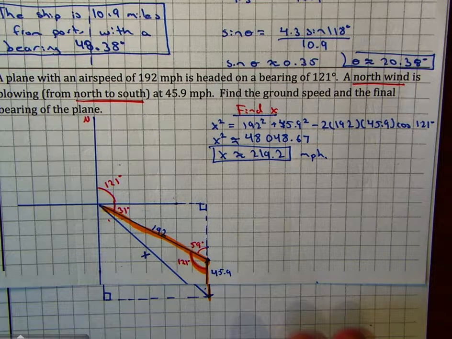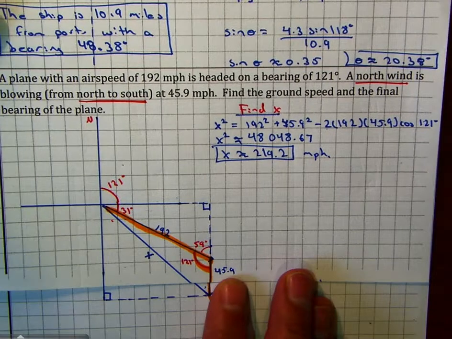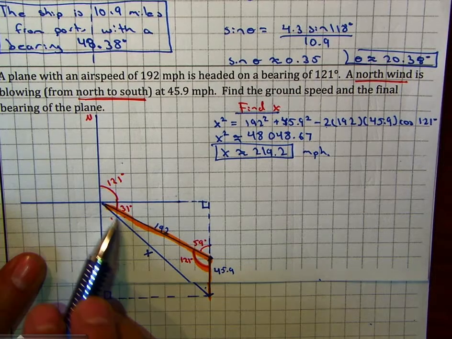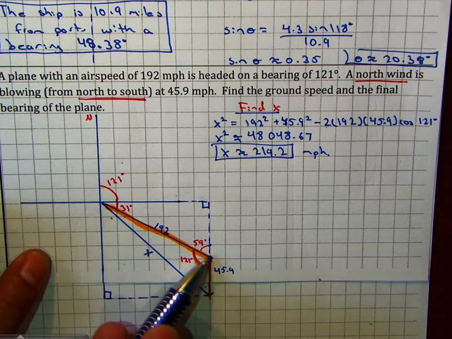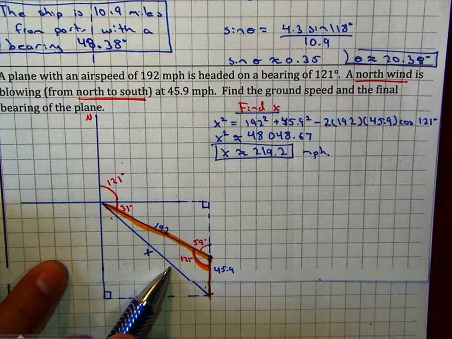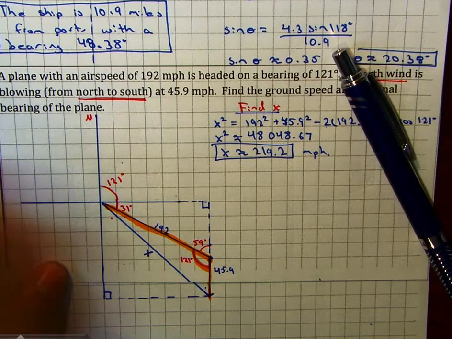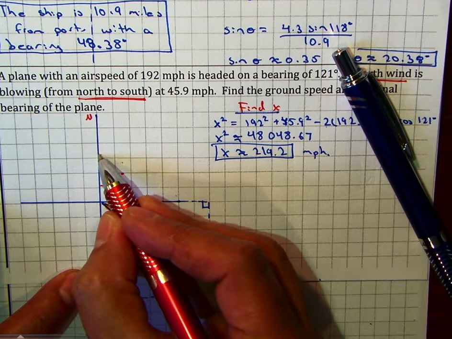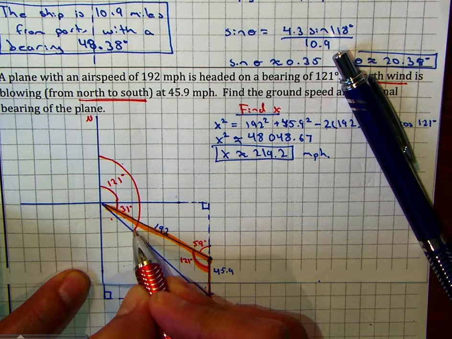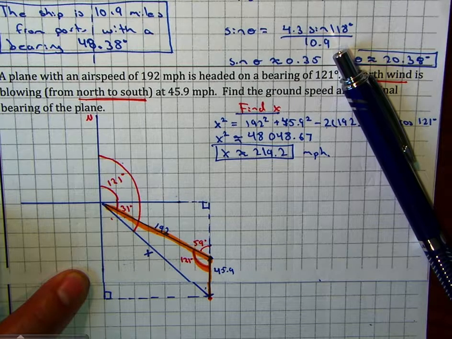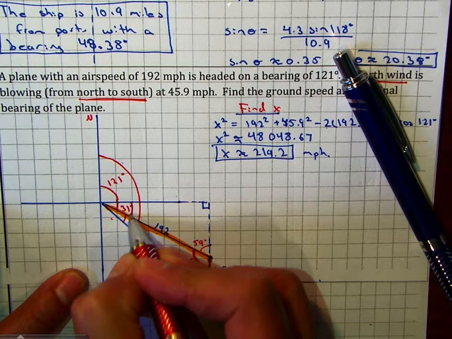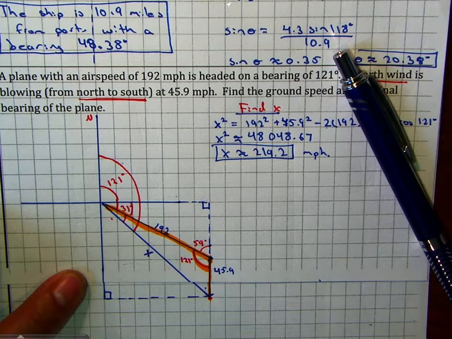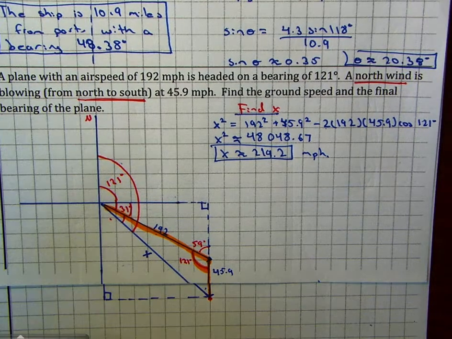So that is going to be the speed of the plane. So even though it took off at 192 miles per hour, the wind is going to push it forward a bit. So it's going to go a little faster. And now I just need to be able to find the bearing of the plane. So therefore I need to be able to find from here all the way up to that angle there. So I just need to find this angle here, add it to 121 degrees, and then that'll be the bearing. Go and find it and see what you get. So find theta.